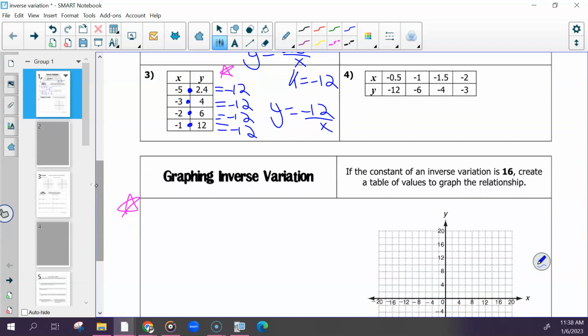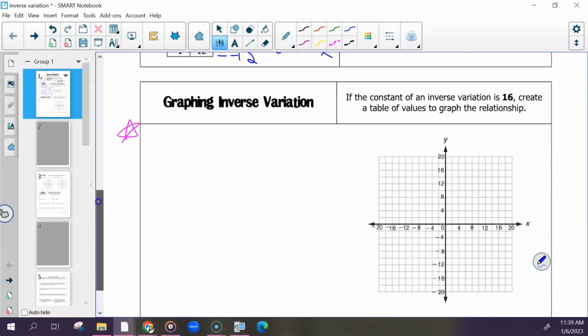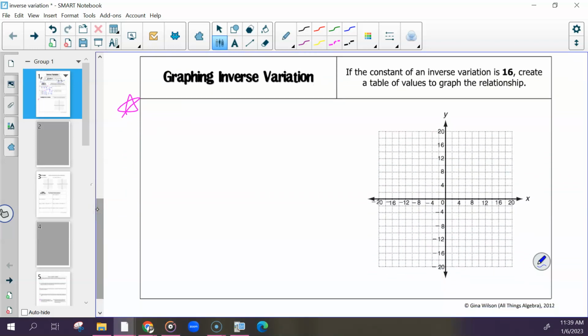So this next part, I'm going to show you how to graph it, but you're not going to need to know how to graph it. You're just going to need to know what it looks like, and the best way for us to do that is if we just graph it. So in this example, they tell us we have a constant of 16. That means our k value is 16.